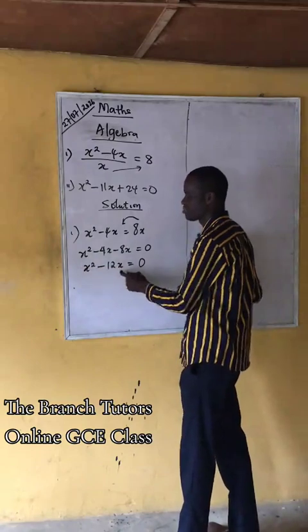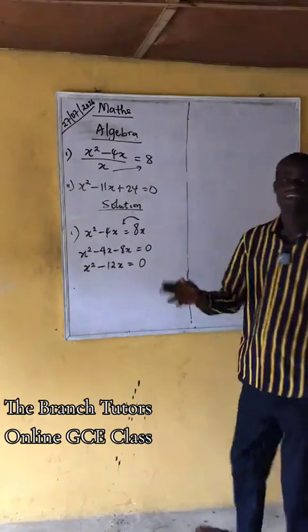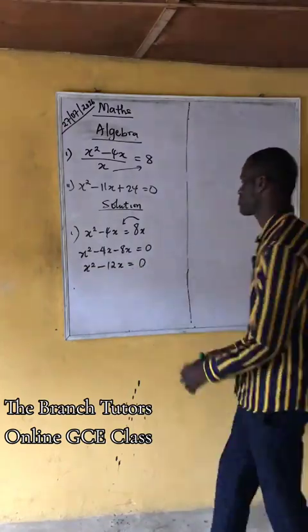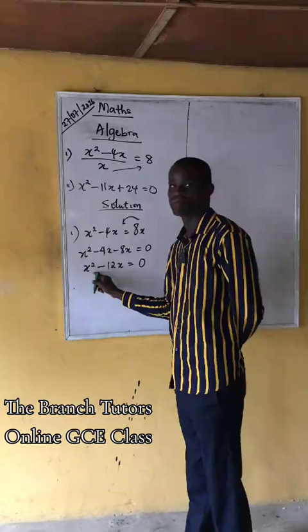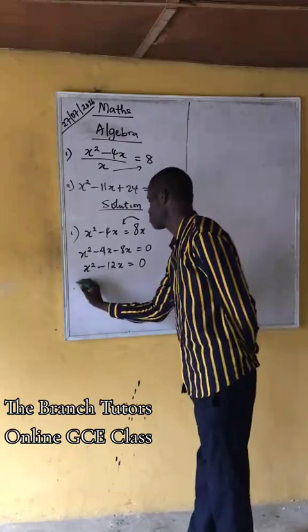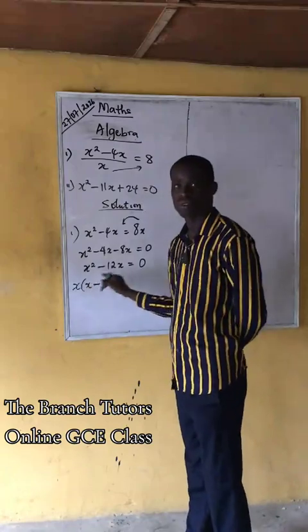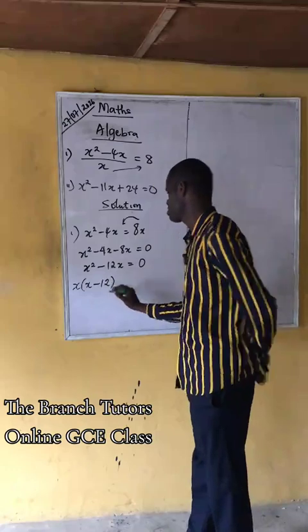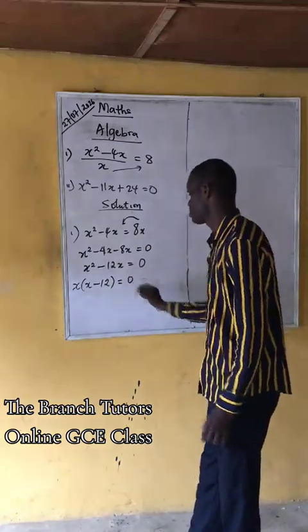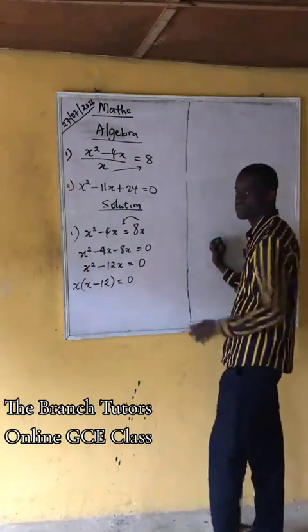Is there anything that is common? Of course, x is found here, x is found here. So x is common here. So let's factor out the x. Don't forget, this is x times x, this is x squared. So we bring out one of the x, remaining one x, minus, remove x from here. What will remain here is 12. So equals 0. So we have x multiply x minus 12 equals 0.